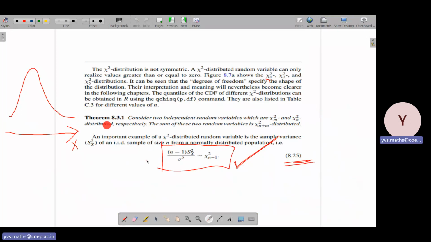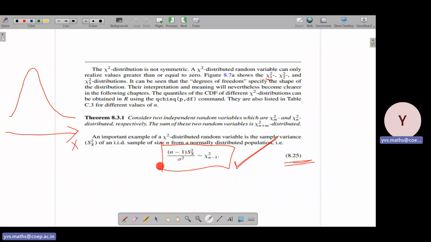Now let's go towards this theorem. What this theorem says is, if you consider two independent random variables, chi-square m and chi-square n, which have m and n degrees of freedom, then the addition of these two random variables will give rise to a new random variable, which is again chi-square distributed with m plus n degrees of freedom, which is quite natural.